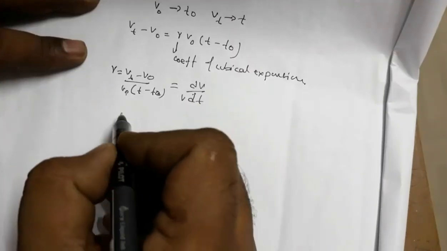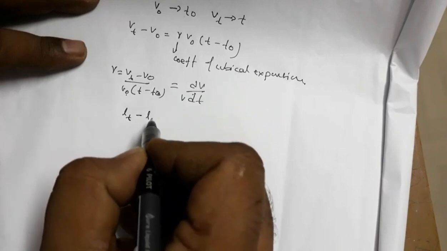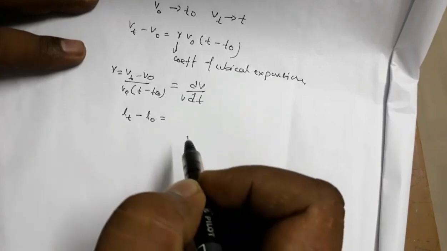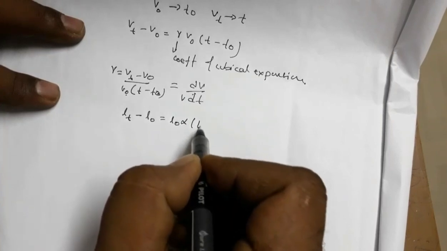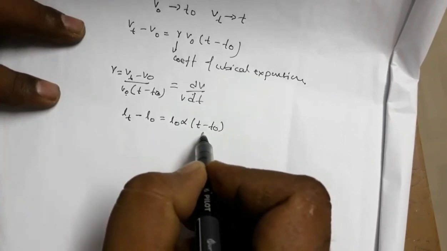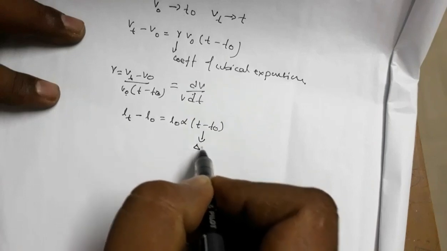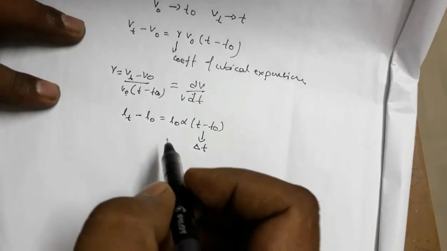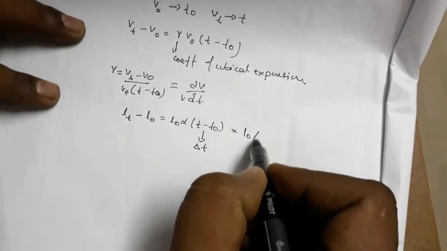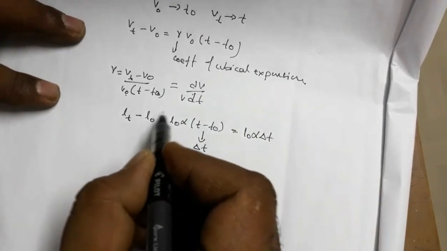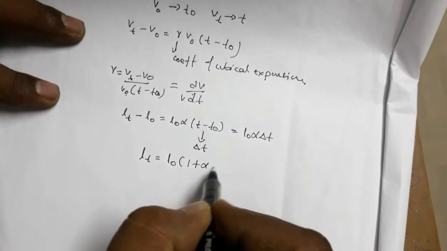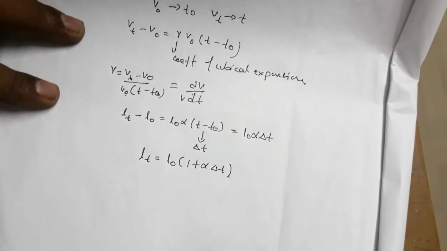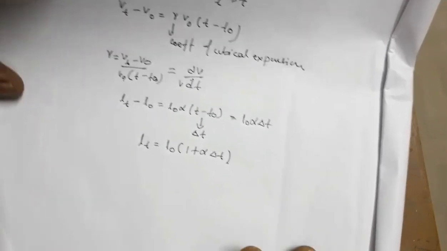We have obtained previously that Lt minus L naught is equal to L naught alpha (T minus T naught). Now let us replace T minus T naught with delta T, the change in temperature. Then this becomes L naught alpha delta T. If I take L naught to the other side, we have Lt is equal to L naught (1 plus alpha delta T), where alpha is the coefficient of linear expansion.